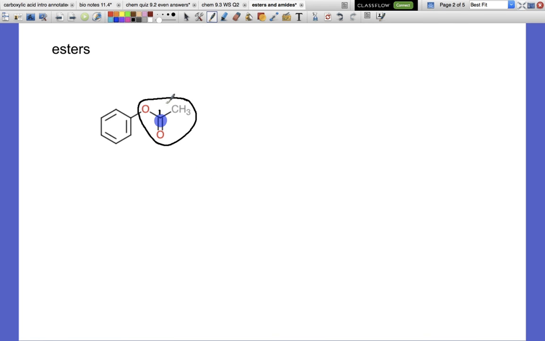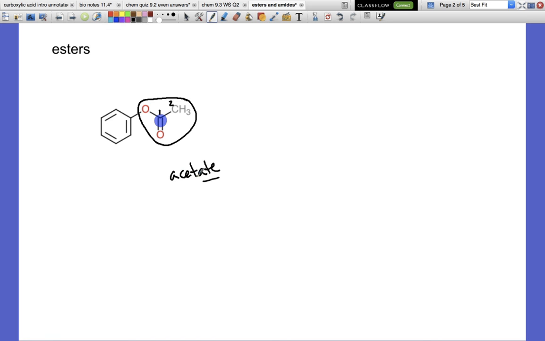Now with 2 carbons, that would be an acetic acid. I usually say acetic acid. You could also call it an ethanoic acid. But I want to change the ending, so I'm not going to call it acetic acid. I'm going to call it acetate. Right? ATE ending because there is no hydrogen there. This is part of that ester.